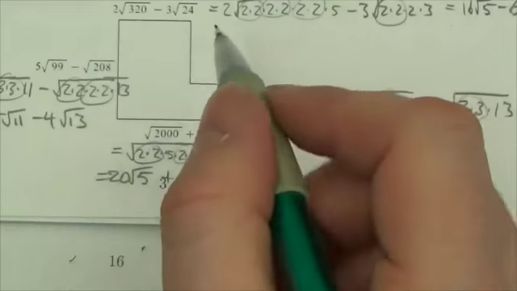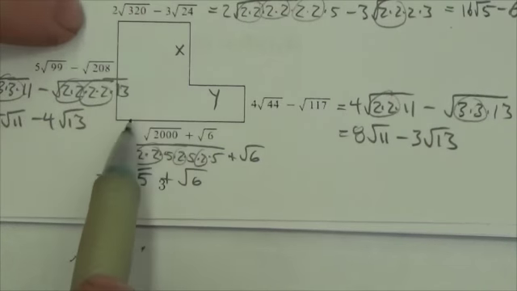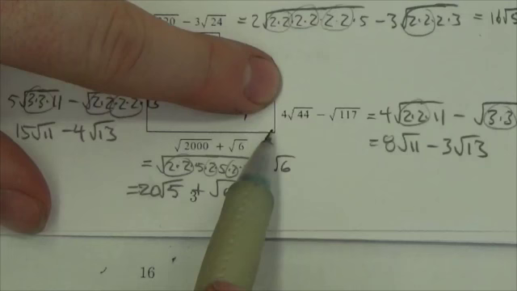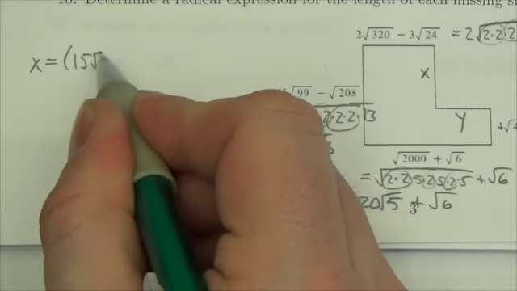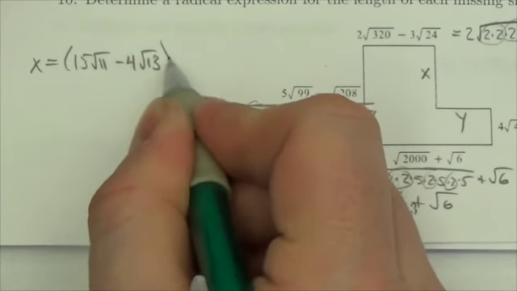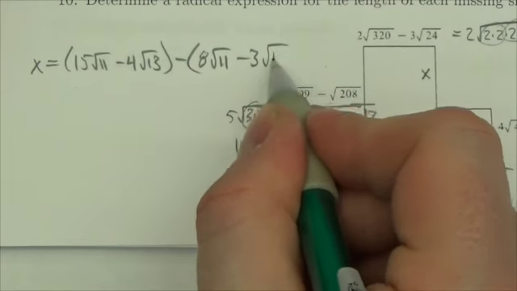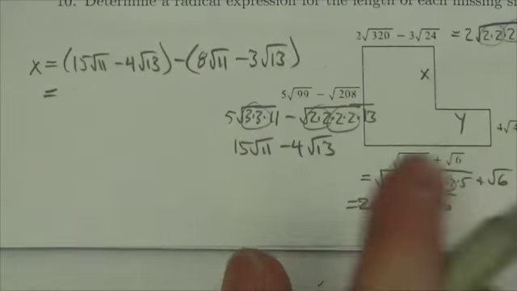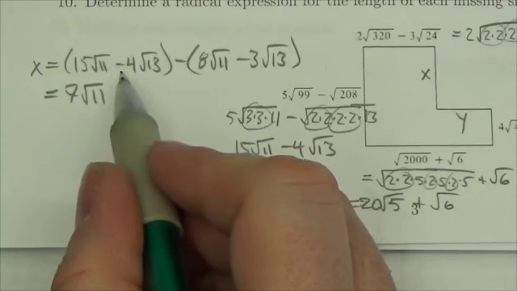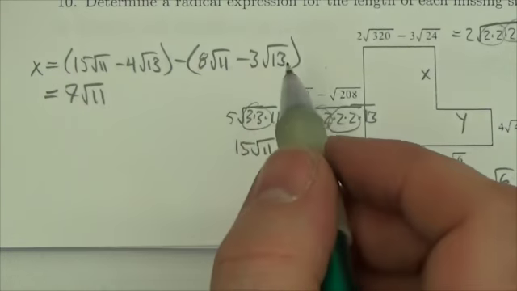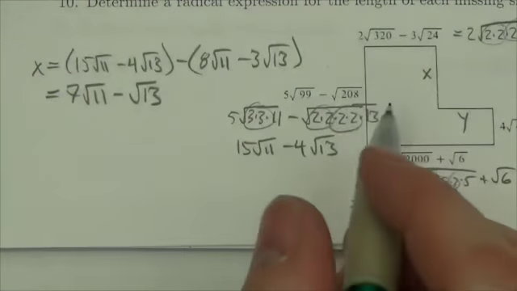Okay, now just for argument's sake, let's call this x, let's call this y. X is going to be equal to this length minus this length. So x is going to equal 15 root 11 minus 4 root 13 minus 8 root 11 minus 3 root 13. So 15 root 11s minus 8 root 11s is going to be 7 root 11s. Negative 4 root 13s minus negative 3 root 13s, so it's going to be plus 3, which will be negative root 13. Okay, so that's the length of side x here.